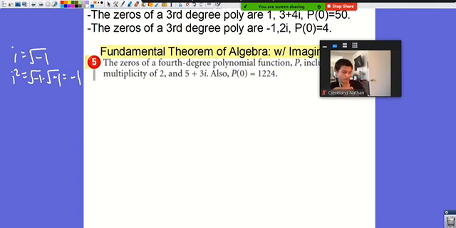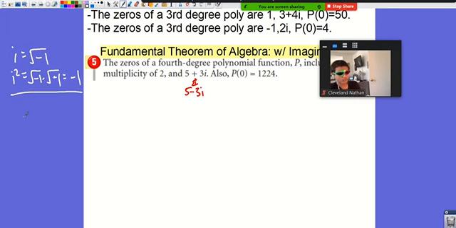Now another thing I want you to keep in mind is that imaginary solutions always come as pairs. So if there's a plus version, there's also a minus version. And why is that the case? It's because of the quadratic formula.